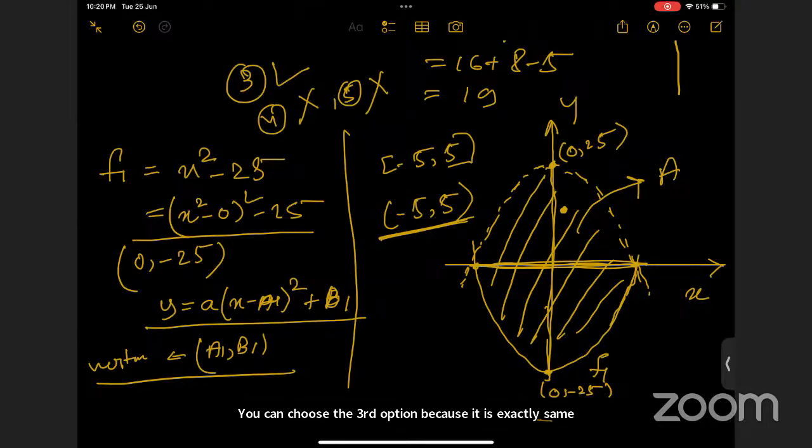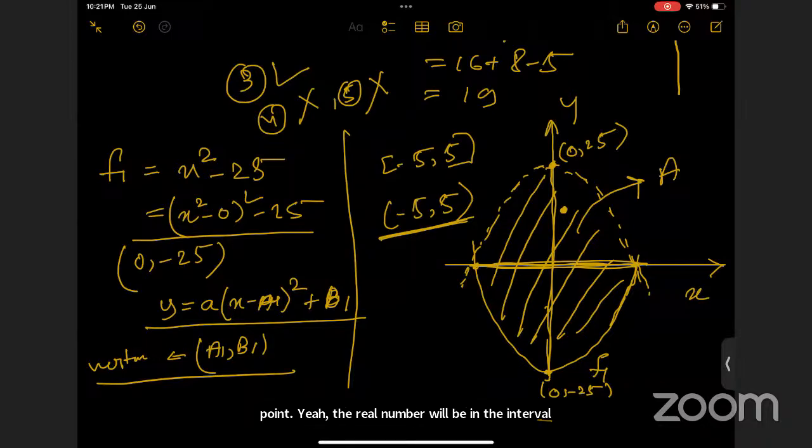Ma'am, but over here, they are saying all real numbers. They are not mentioning -5 to 5. They're not saying that in the sixth option. They're saying all real numbers, so we can't choose that option, right? Yes, very good, that is the point. The real number will be in the interval -5 to 5. We can't choose all real numbers.